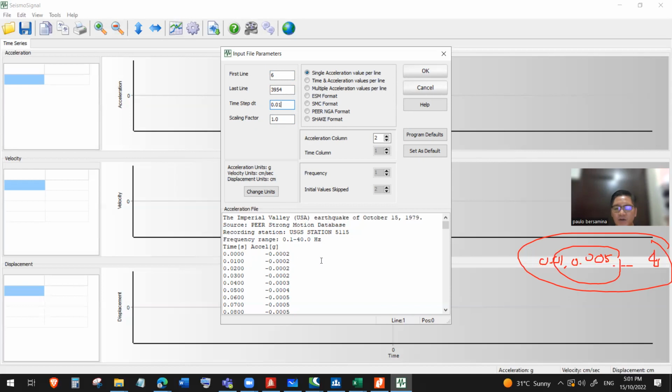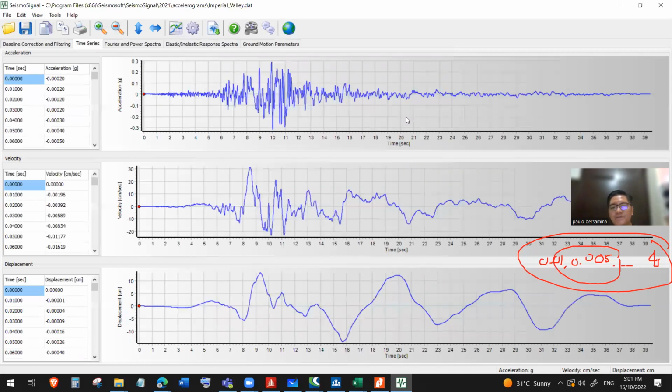Acceleration column, second column, correct. The units is G. Okay, correct. Then click OK. So, yan yung recordings niya. And PGA is 0.3G. 0.3G din. Okay, so ito yung velocity, displacement, and yeah.